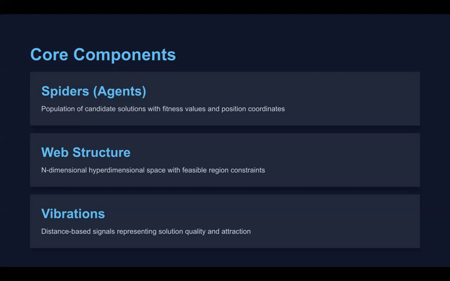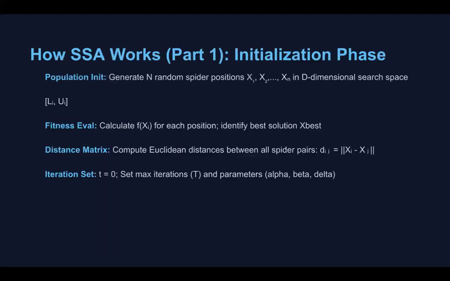And then moving on to the next slide, we have how SSA works. The first part for this SSA algorithm, the social spider algorithm, is the initialization phase, where the first thing we do is initialize, that is generate n random spider positions x1, x2, x3 up to xn in the d dimension search space. Now the second step is evaluating fitness. With a given formula, we evaluate the fitness, that is calculate f(xi) for each position. Identify best solution x best.